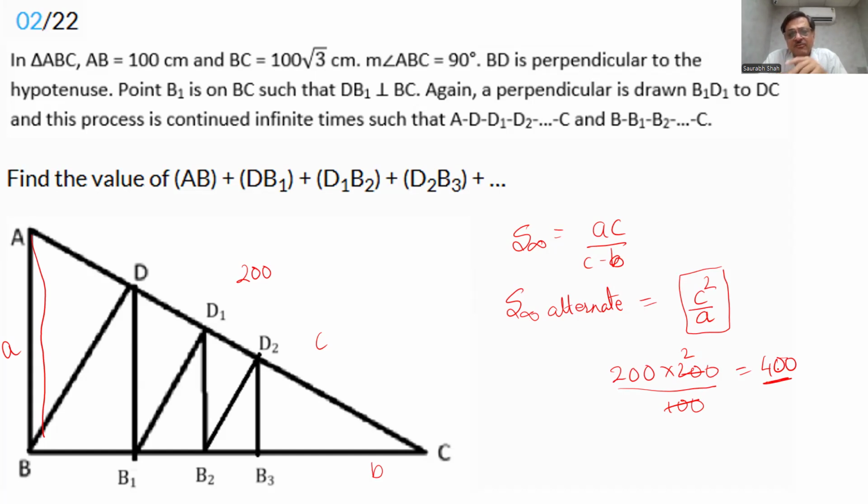S infinite for all the sides, not the alternate, but all the lengths which are shown: AB, BD, DB1, B1D1, D1D2, D1B2, B2D2. That would be AC upon C minus B. This is for any right angle triangle. And if you are looking for the alternate sequence, AB, DB1, D1B2, and so on, the required one is simply C square upon A.